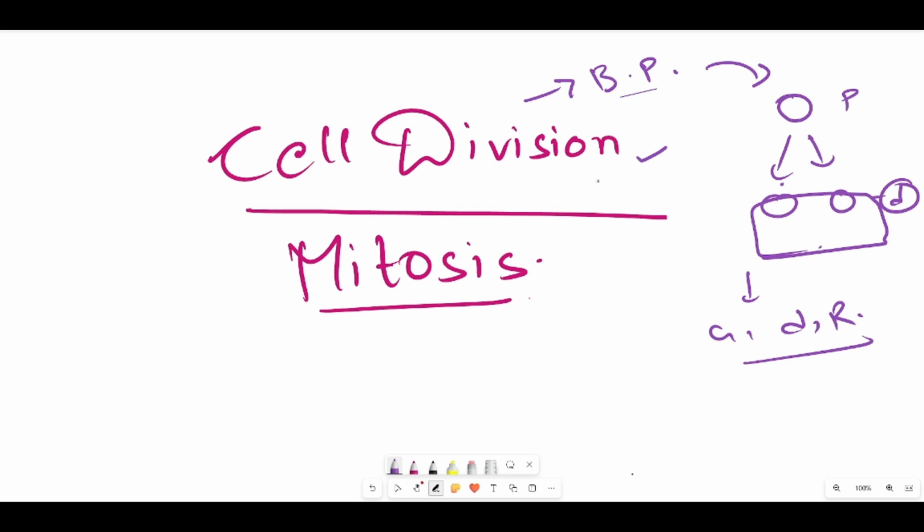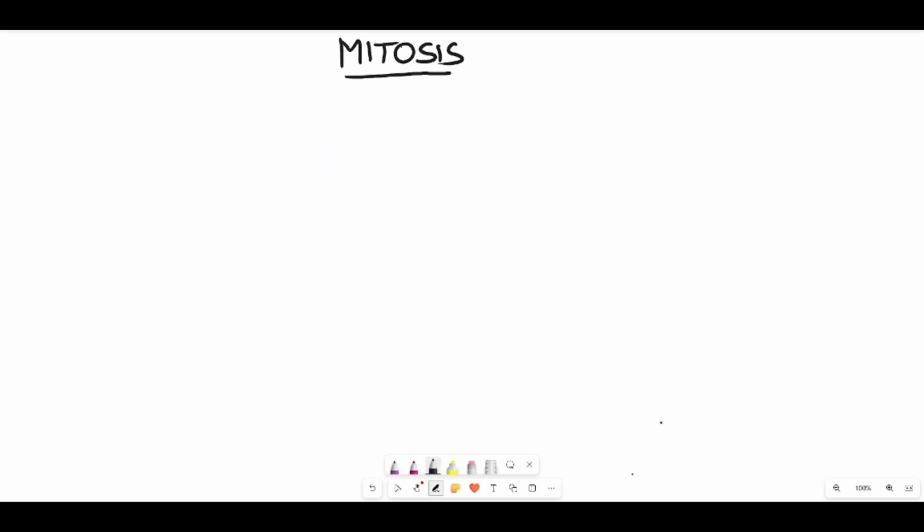called cell division. Mitosis is a type of cell division in which a single parent cell divides into two identical daughter cells that have the same number of chromosomes as the parent cell. So that is mitosis. Now let's learn the complete mitosis process through diagrams and some key points.